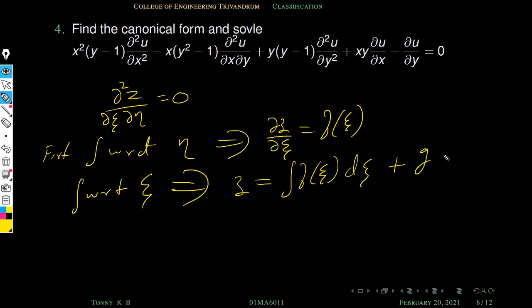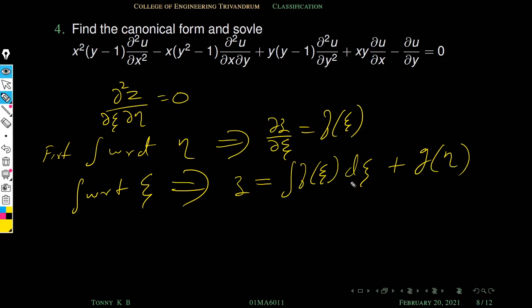A function of what? That is eta. Because now we integrate with respect to psi, so at that time eta is a constant. Not only eta, a function of eta is also constant, because when we differentiate this expression, this term becomes 0. That's the idea. So that's why we use some function g of eta.